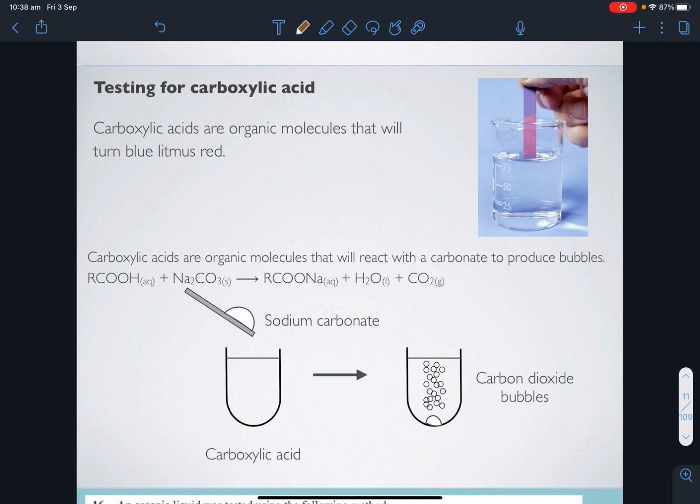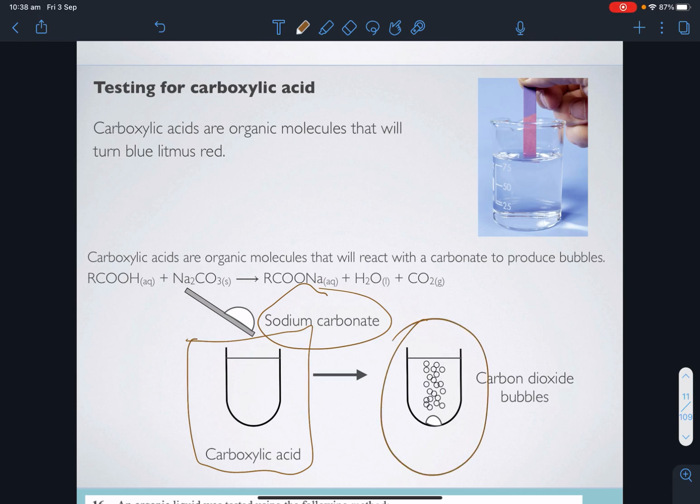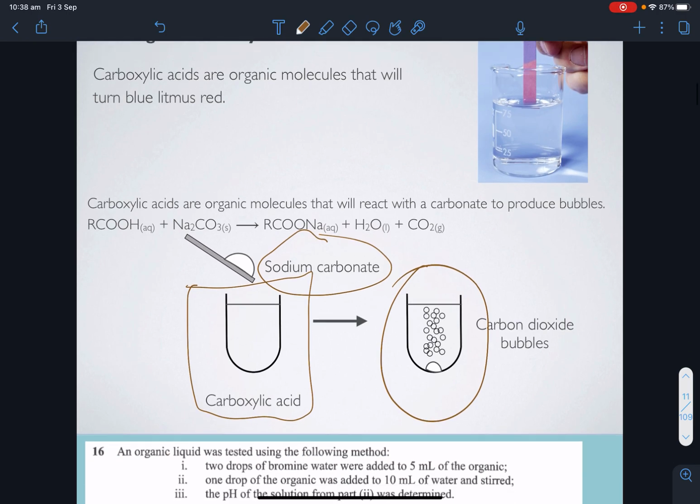Another thing that you can do is that it's going to react with carbonate to produce bubbles. So you can have your potential carboxylic acid, put some solid sodium carbonate or sodium bicarbonate in there, and you produce carbon dioxide bubbles. You can test those bubbles too, seeing if they extinguish a flame, or bubbling them through lime water to make sure it's carbon dioxide. So there are some common tests for carboxylic acids.